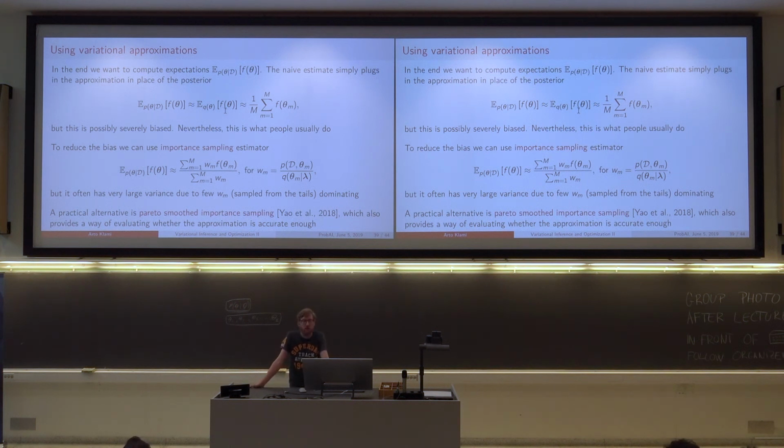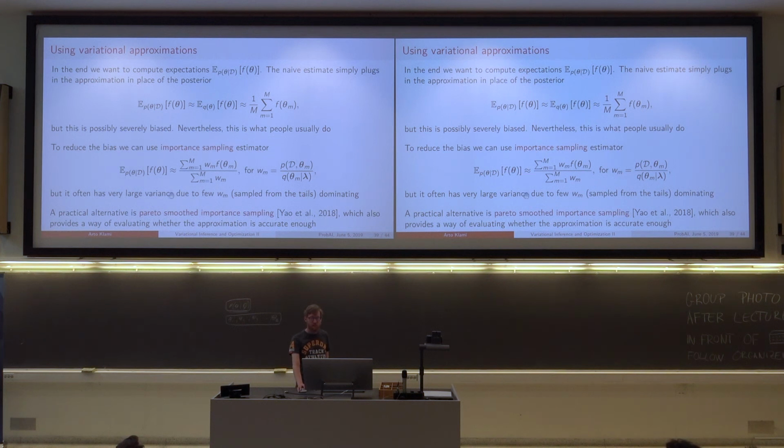So this is how you would do it. You first learn an approximation. Once you're happy with your approximation, you just use it in place of your posterior. This is, however, not the only thing you could do, and it's actually not the best thing you could do. A slightly better idea, something that has a lower bias, is to use importance sampling to estimate the expectation.